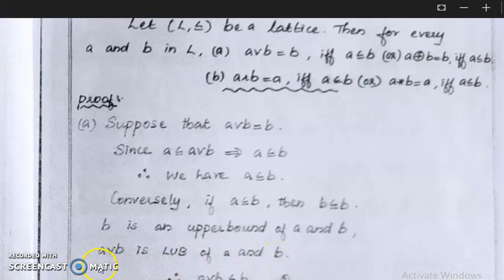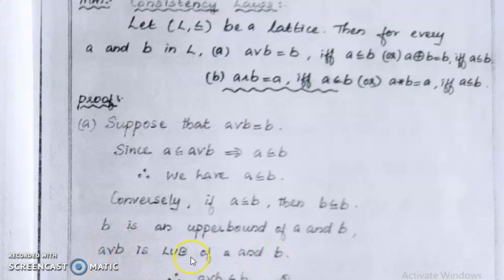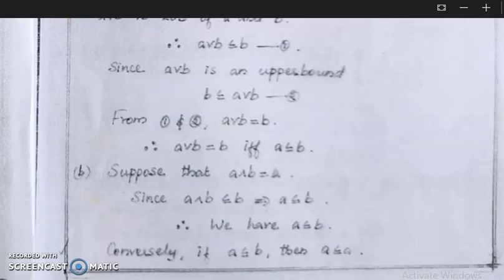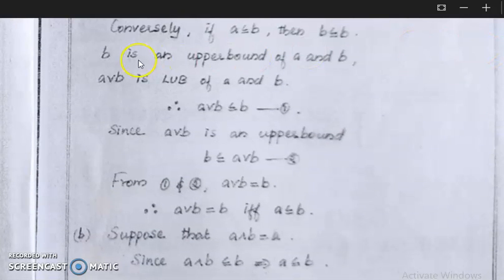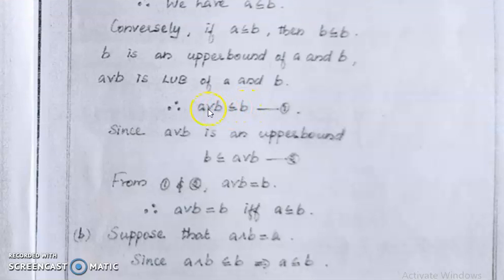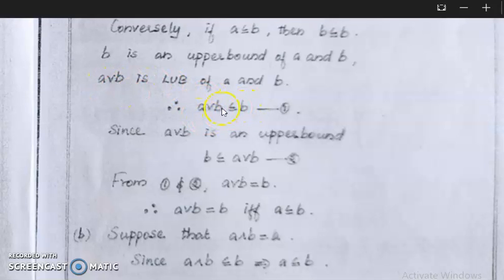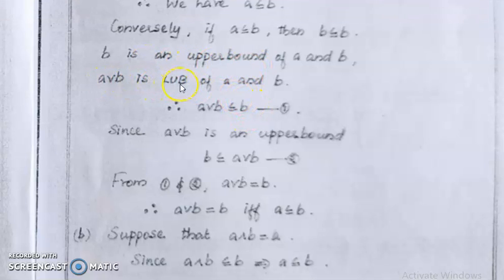Just now we learned that a ∨ b is the least upper bound. b is an upper bound, but a ∨ b is the least upper bound. LUB means least, and least will be lesser, right? So a ∨ b ≤ b. This is equation number 1.